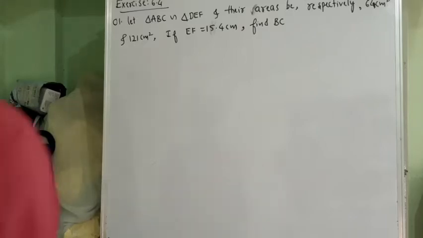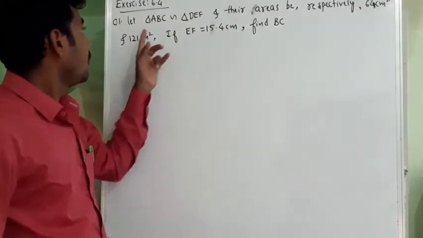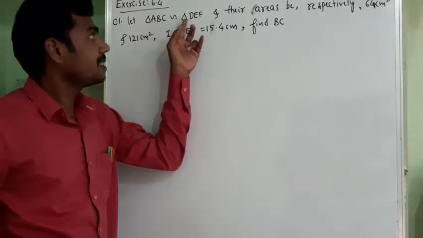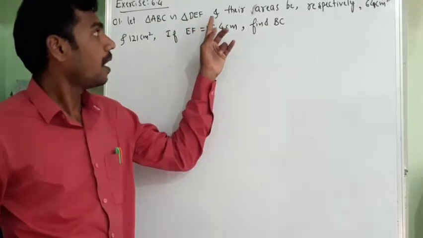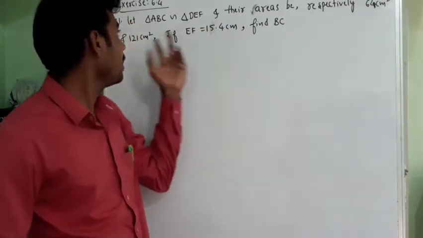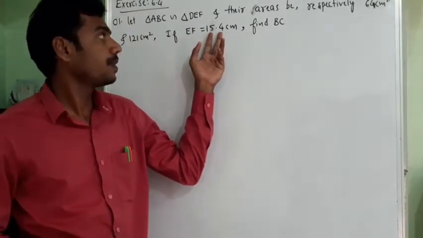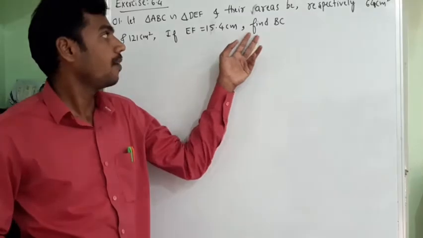Dear student, we'll start with exercise 6.4. In that first question, let triangle ABC be similar to triangle DEF, and their areas be respectively 64 centimeter square and 121 centimeter square. If EF is equal to 15.4 centimeter, find BC.